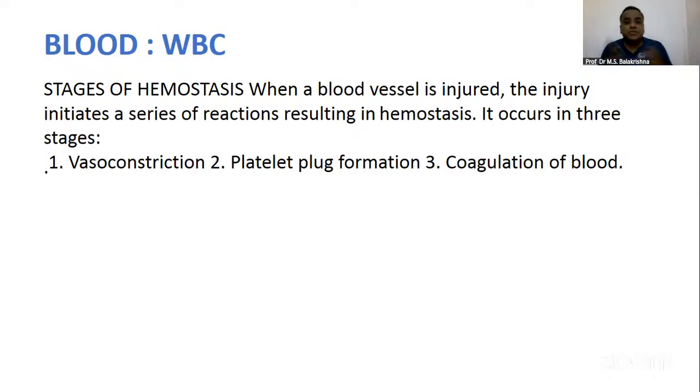Next is hemostasis. Whenever there is a cut, there is bleeding, and the blood wants to clot. It has to clot. So how does it occur? A series of reactions takes place. As a result, the blood flow stops, or the blood coming out of the body stops. It occurs in three stages. First is vasoconstriction, then platelet plug formation, and then the clotting of the blood takes place. So please learn, this is a three-step procedure, and coagulation of blood is only the last stage.